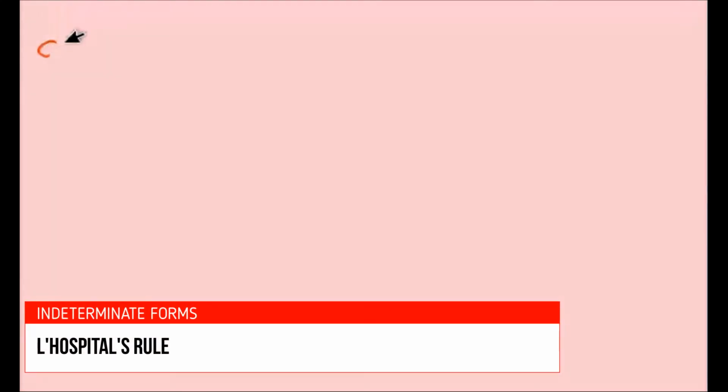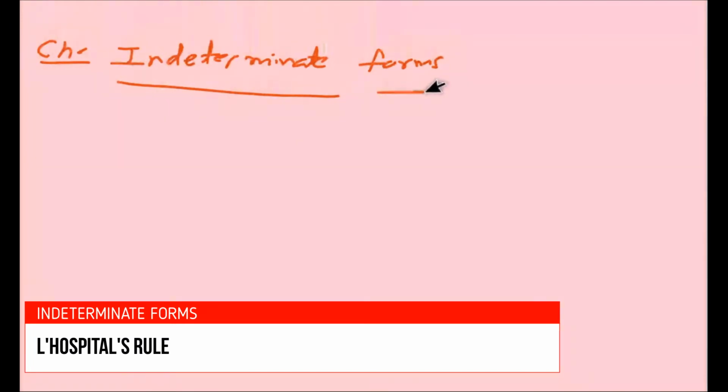Today we will learn the chapter Indeterminate Form. What do you mean by this chapter? First I will tell you. In the previous chapter you have already learned about limits, continuity, and differentiation. Today I am going to tell you about the limit, but in this chapter we will discuss the same point using L'Hospital's rule.